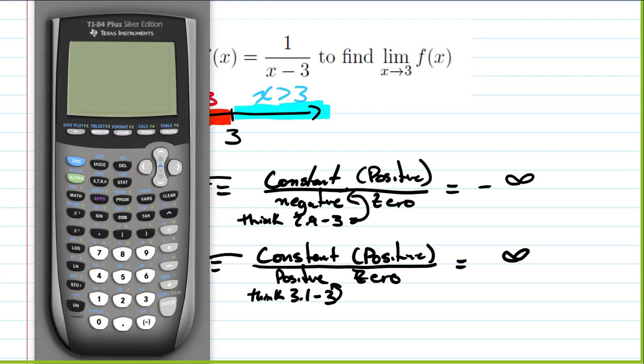If we draw a graph with our graphing calculator of this function, so we go y equals x take away 3, and we go graph, we get a picture that looks like this. And indeed, as we get close to 3 from the left, what happens to our graph? It shoots down to negative infinity. And as we get close to 3 from the right, what happens with our graph? It shoots up to positive infinity.